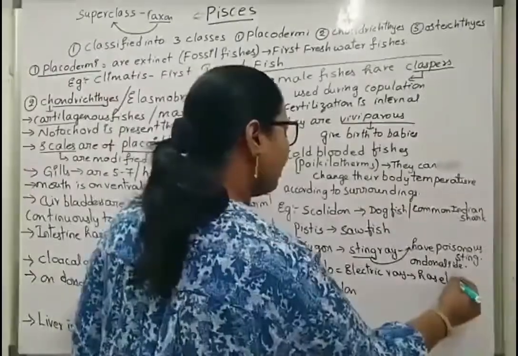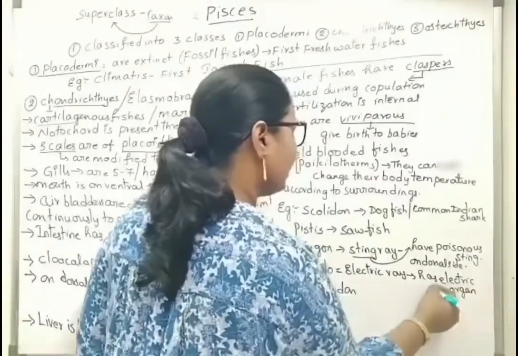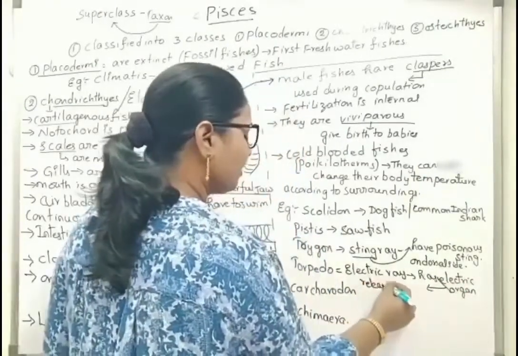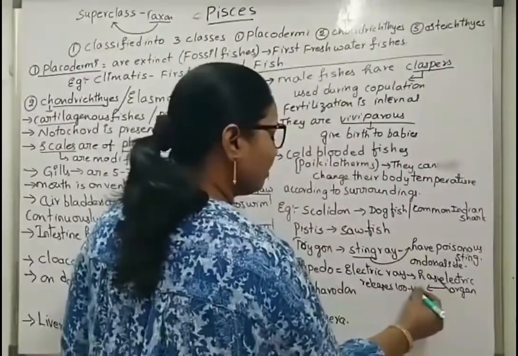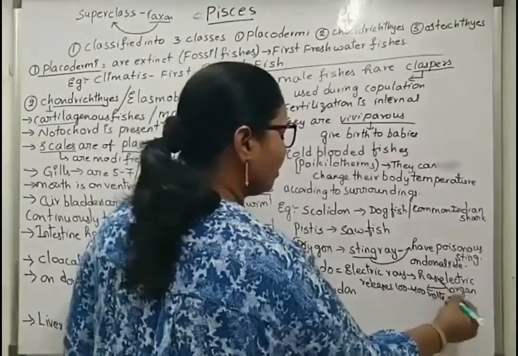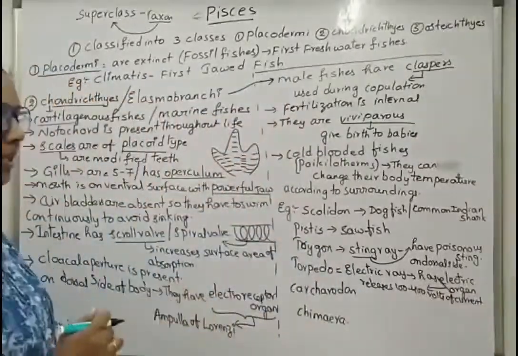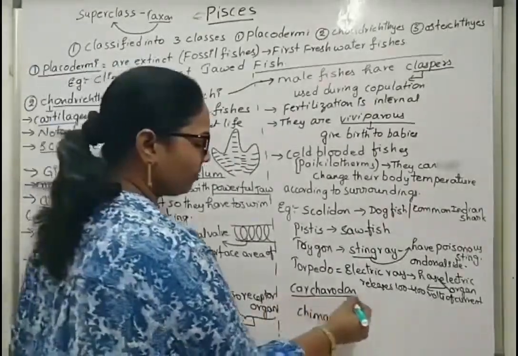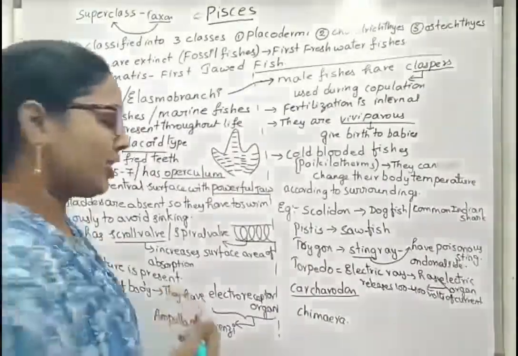It has an electric organ. This electric organ releases 100 to 400 volts of current. So we feel a current shock-like feeling. Next, Carcharodon. Carcharodon is also called the great white shark.